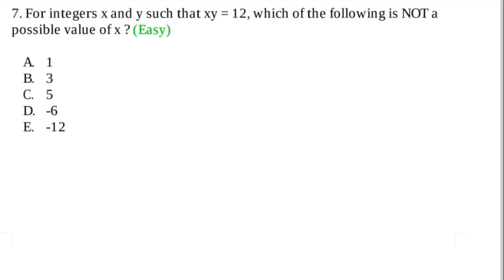For integers x and y such that x times y equals 12, which of the following is not a possible value of x? So here we're going to start by writing all the possible factors of the number 12. I'm going to write it in brackets.